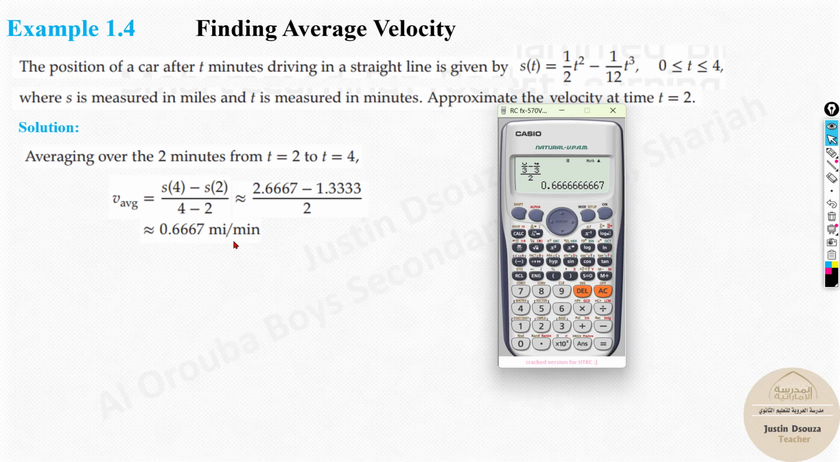We have something per minute. If you are doing per hour, just multiply it by 60. You will get the answer. Multiply the answer by 60. Now it's 40. So we get 40 miles per hour. From minute to hour, it's just multiplying by 60. Here we got 40. Okay, this is by averaging over 2 minutes.